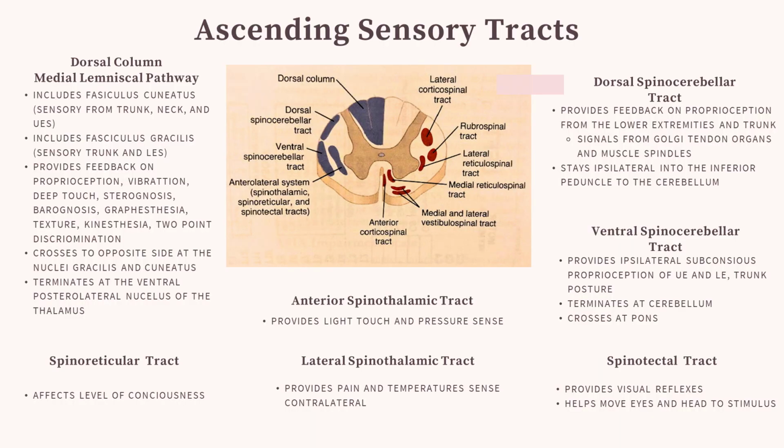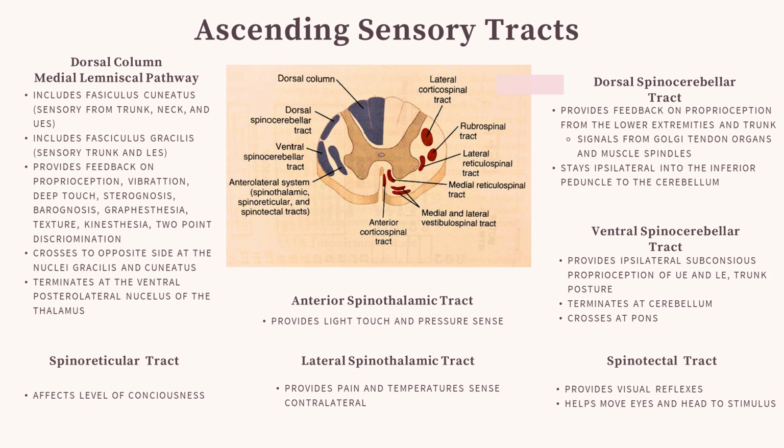And so for the dorsal column, this cross happens to the opposite side in the nuclei gracilis and the cuneatus. So just like it's named after the fasciculus, that is the same areas that they cross over, but within the nuclei itself. And then this pathway terminates at our posterior lateral nucleus of the thalamus. So this pathway goes all the way up from the spinal cord into the thalamus itself.